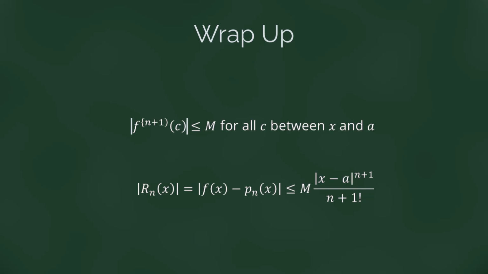Wrapping up what we know, if we can bound the n plus first derivative of a function f on some interval between x and a with a number m, then we know that we can bound the error in the nth order Taylor polynomial so that that error is less than or equal to our m value times the absolute value of x minus a raised to the n plus first power all over n plus 1 factorial.